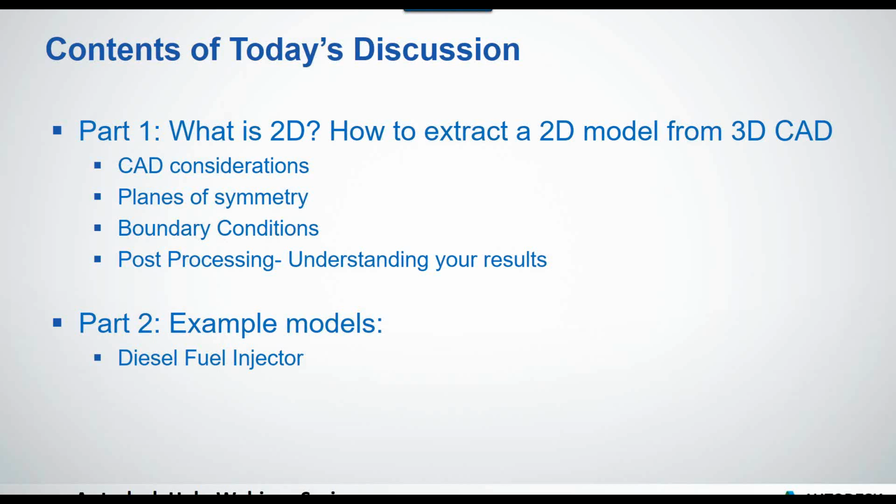So contents of today's discussion, we're going to be talking about what is 2D, how to extract a 2D model from a 3D CAD model, some CAD considerations, and planes of symmetry. I'll be talking about boundary conditions, a little bit about post-processing and the results, and Matt is going to do an example of a diesel fuel injector, and he's going to go through all the setup that you would do in a 2D model.